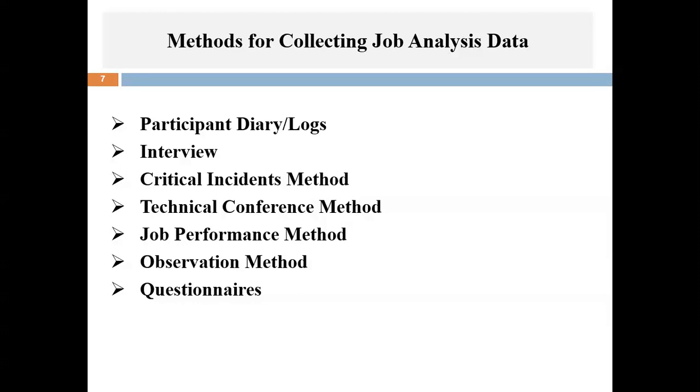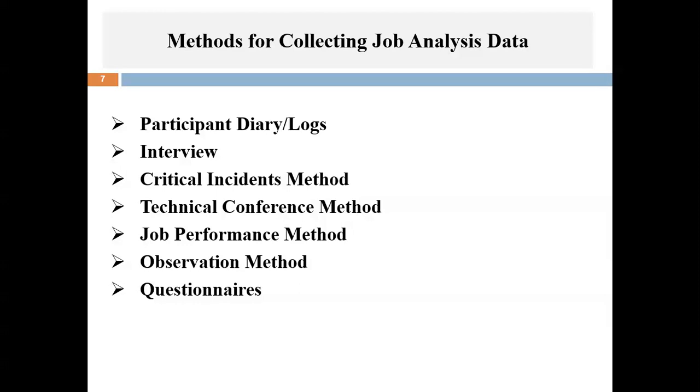The other one is the observation method. This is where the job analyst is employed directly on the job. Observations are made on various tasks, activities, the place at which tasks are carried out, and the way different activities are performed. This method is suitable for jobs that involve manual, standardized, and short job cycle activities.